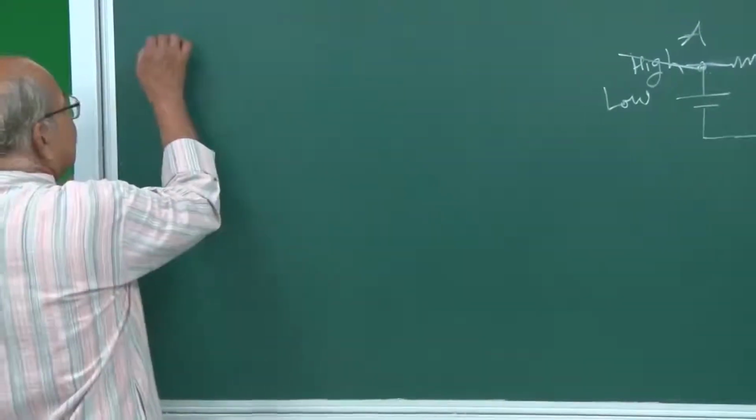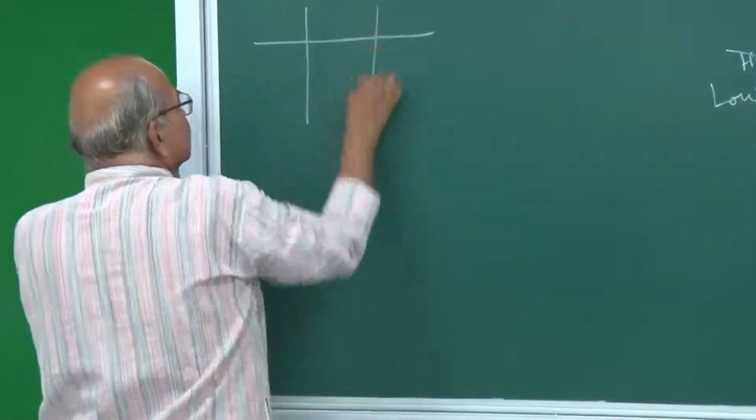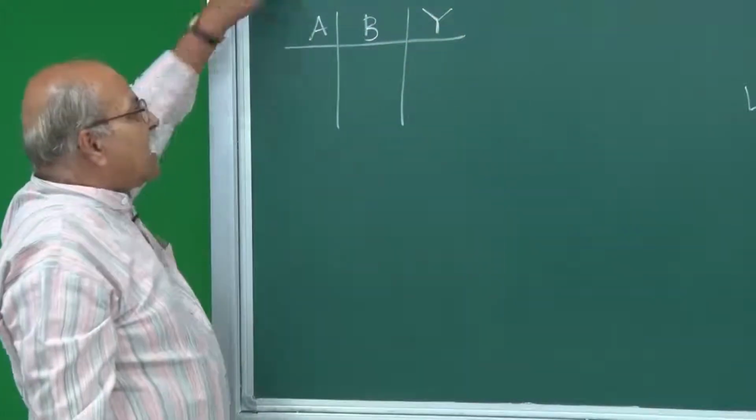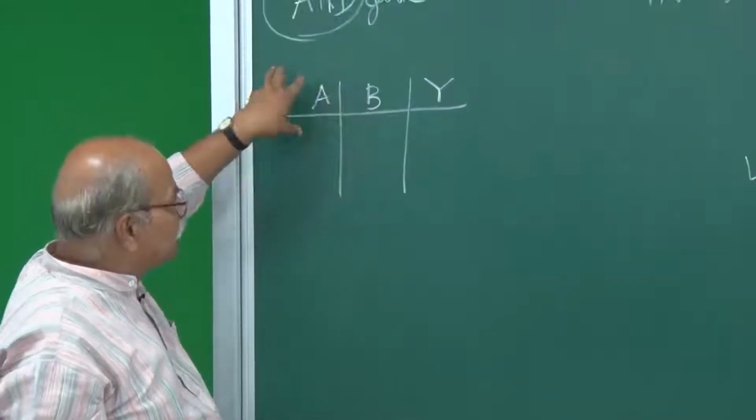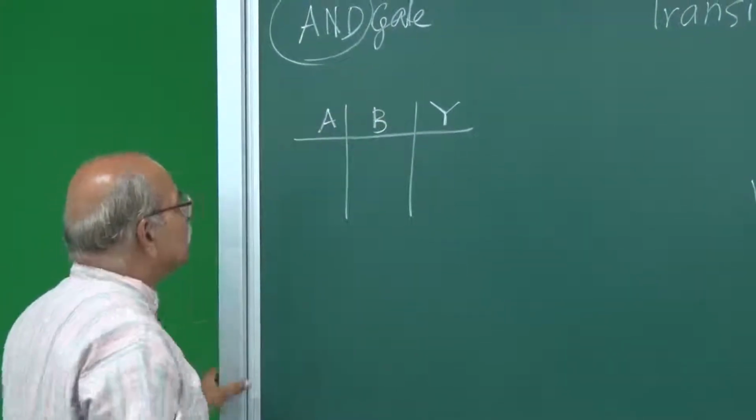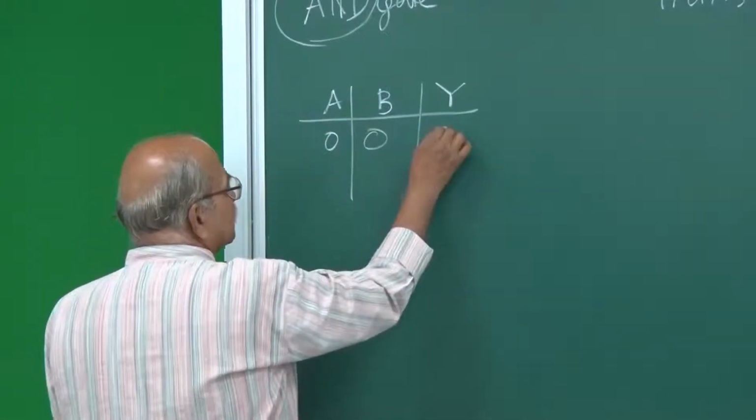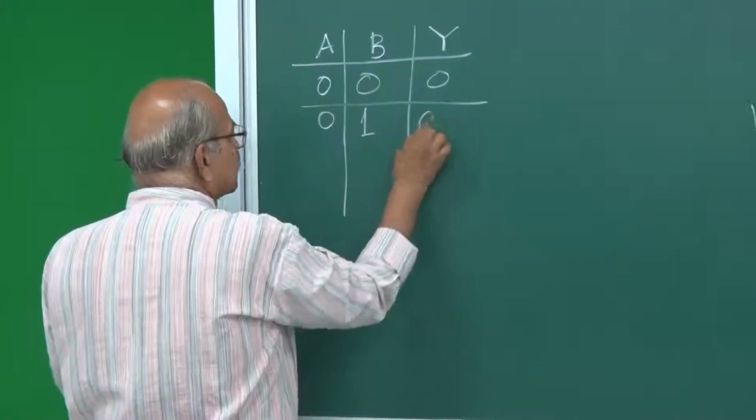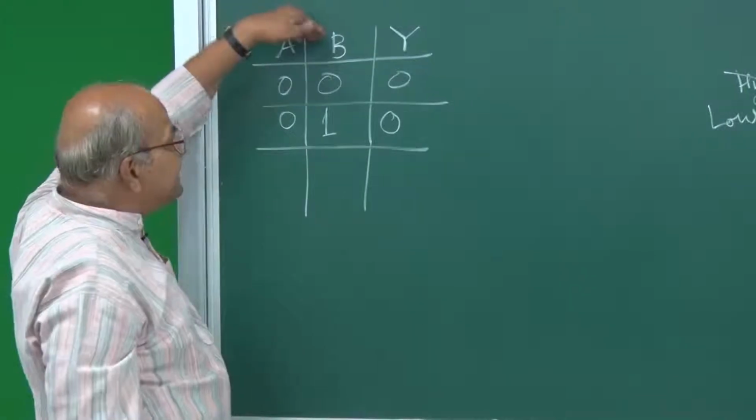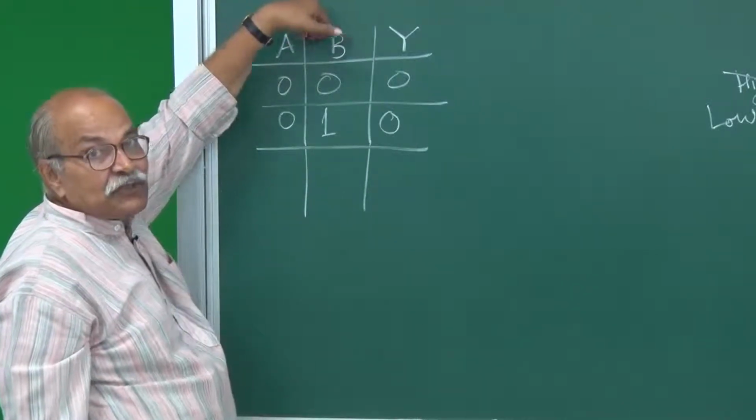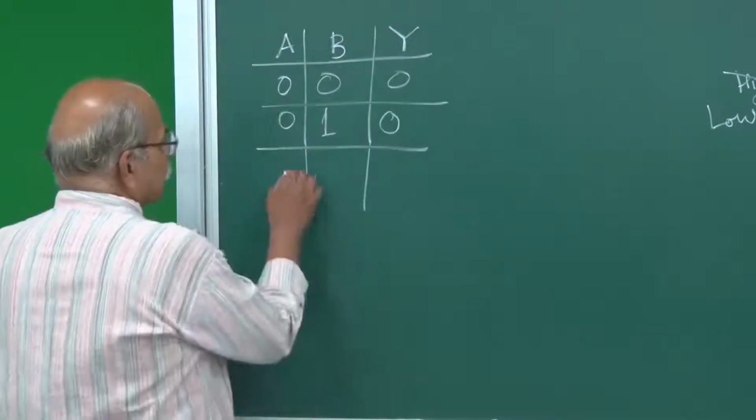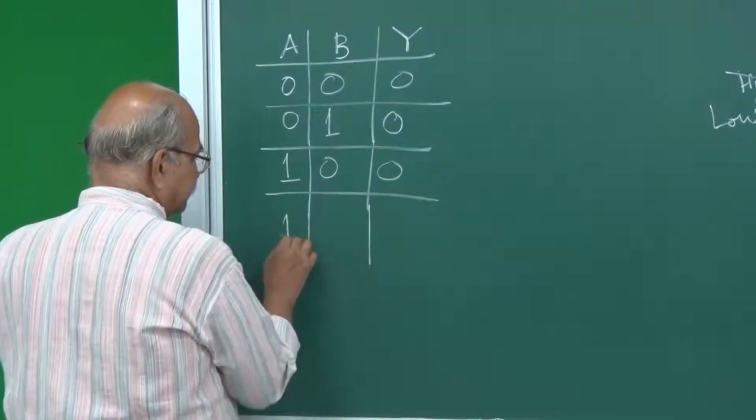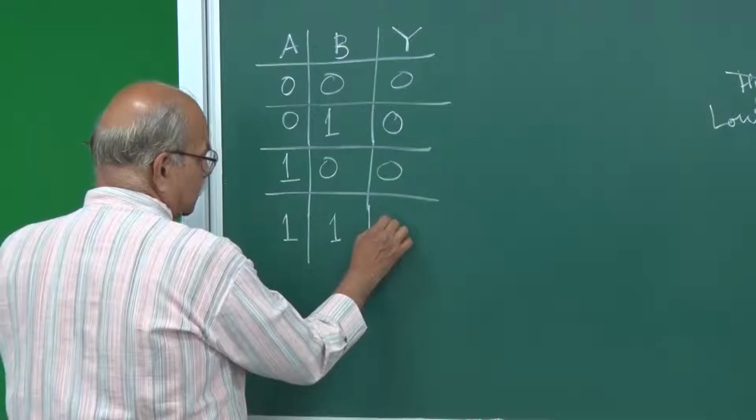So if I draw the truth table, if it is 2 input and 1 output, the basic AND gate will have this. You can have more inputs, but the basic AND gate will have 2 inputs and 1 output. So if A is 0 and B is 0, Y is also 0, right? And then if A is 0, B is 1, still Y is 0, because A and B both should be high to give you this high value of Y. So 1 and 0 should be 0, and 1 and 1 is equal to 1.